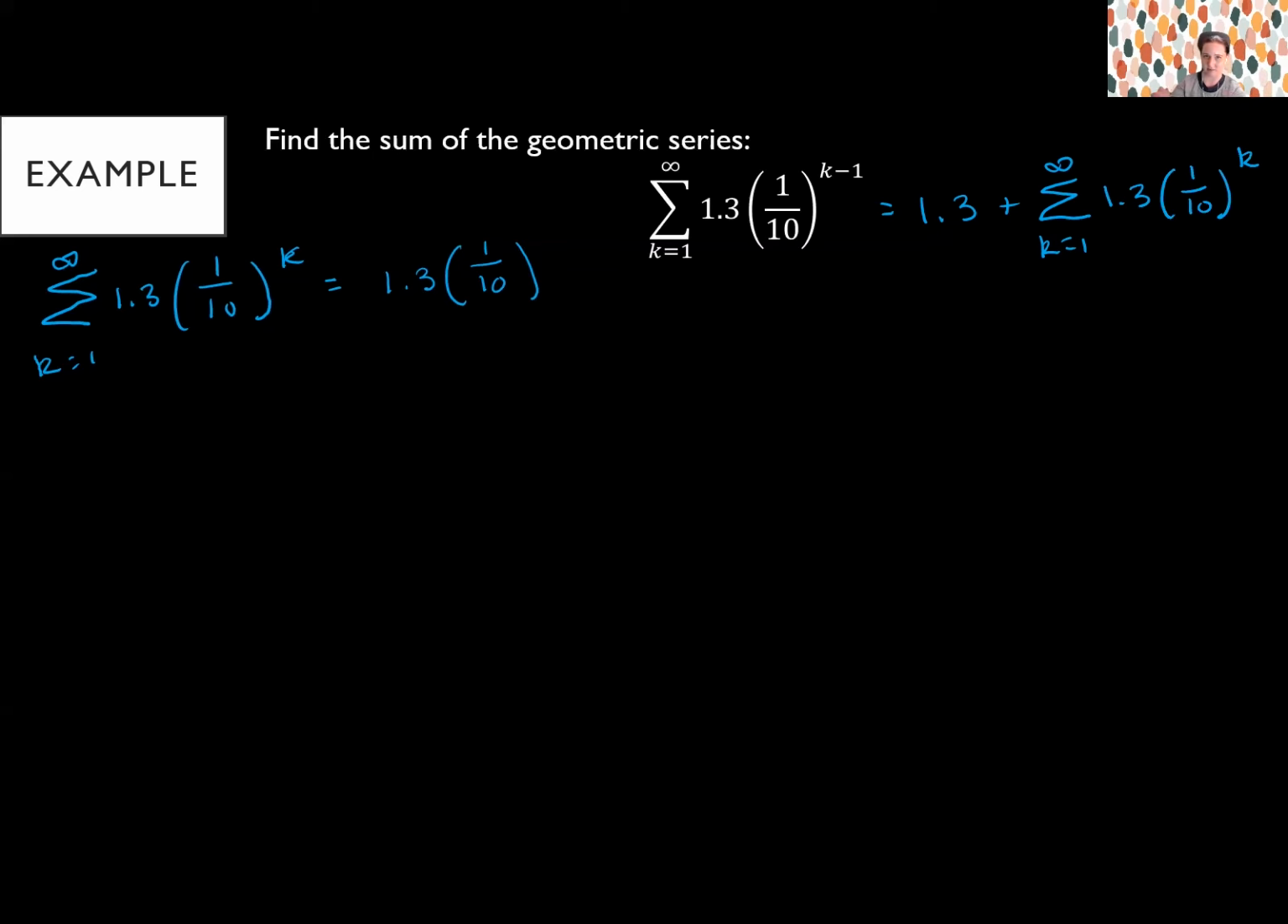But as we've got the formula in white, that is equivalent, so we can use the formula. So our A1 is equal to 1.3 and R is equal to 1 over 10. And that's a number less than 1, so we're good. We can find the sum. It will mean something. And so we can use this formula. So we have 1.3 over 1 minus 1 over 10.